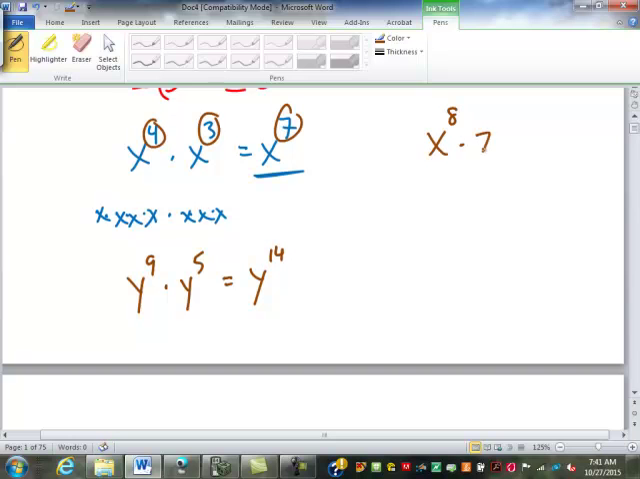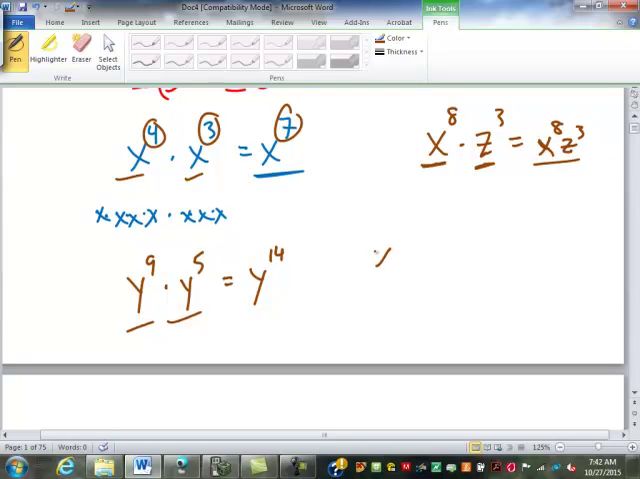X to the 8th times z to the 3rd becomes, trick question, x to the 8th times z to the 3rd. Why can't I add the powers? Because the base is different. This number here that's underneath the power is considered the base. They have to have the same base, x and x, or y and y. I can't combine x and z. Those are different names. I can multiply them and get x to the 8th, z to the 3rd, but I can't combine their powers.